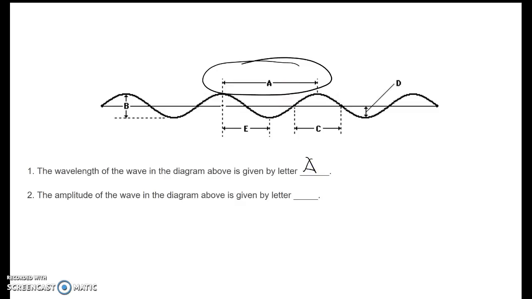And then the amplitude. Amplitude is the distance from rest position. So B is not amplitude because that's the distance from maximum displacement in the positive to the negative direction. It's actually two amplitudes. D is what an amplitude is. Amplitude is from rest position to either positive or negative end, which is what we see there.